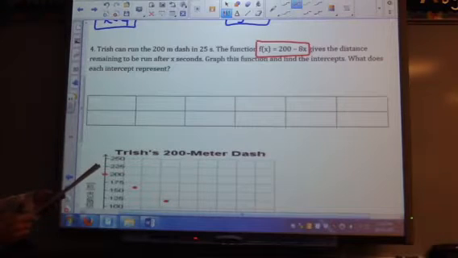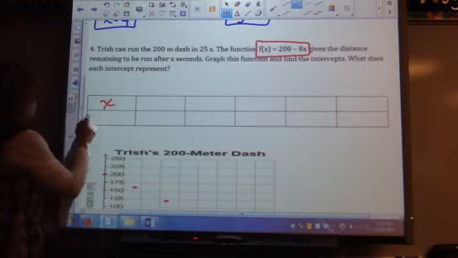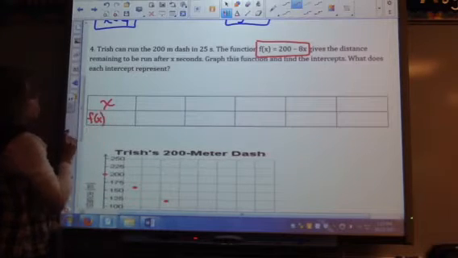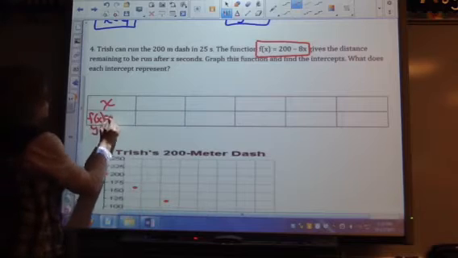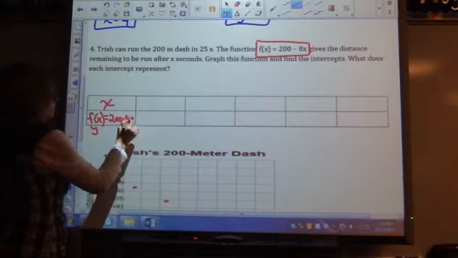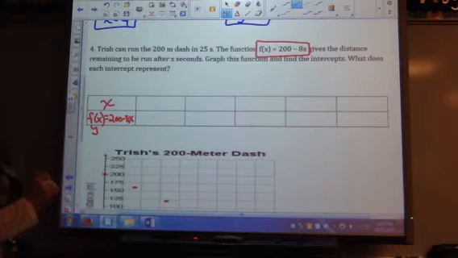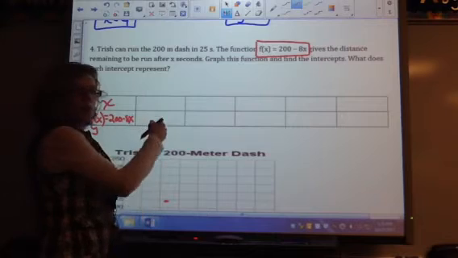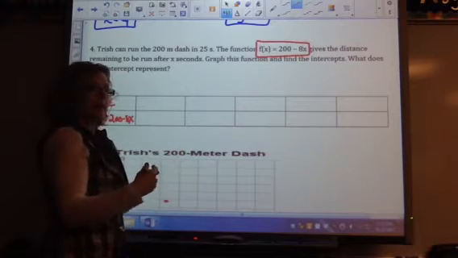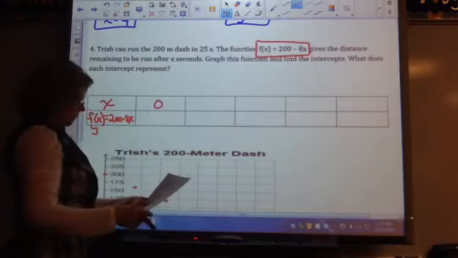Okay, so for x, and then we're going to find what f of x is. And remember, f of x is the same as y. Okay, so x represents seconds, and we're running a race. So we need to be careful with our domains. Can you have a negative second when you're running a race? You cannot. So let's start with 0.